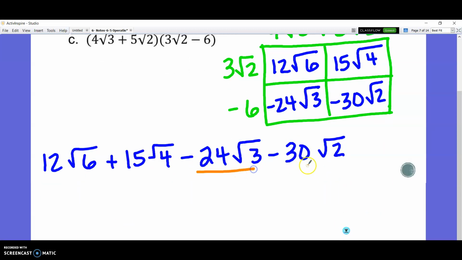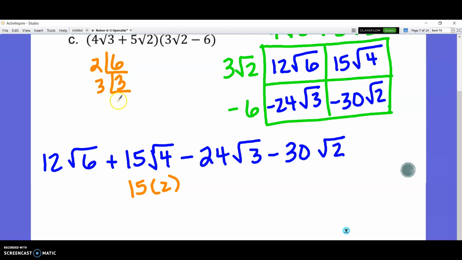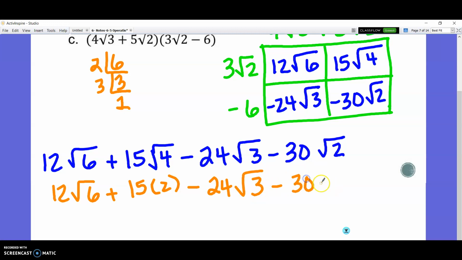I know these for sure I cannot break down any further because 3 is prime and so is 2. What is not prime is the square root of 4. The square root of 4 is 2. So really this is 15 times the number 2. For the square root of 6, if I break down 6, divide that by 2, I get 3. And then 3 divided by 3 is 1, and then there's no pairs. So this stays 12 square root of 6 plus, this happens to be 30 minus 24 square root of 3 minus 30 square root of 2.